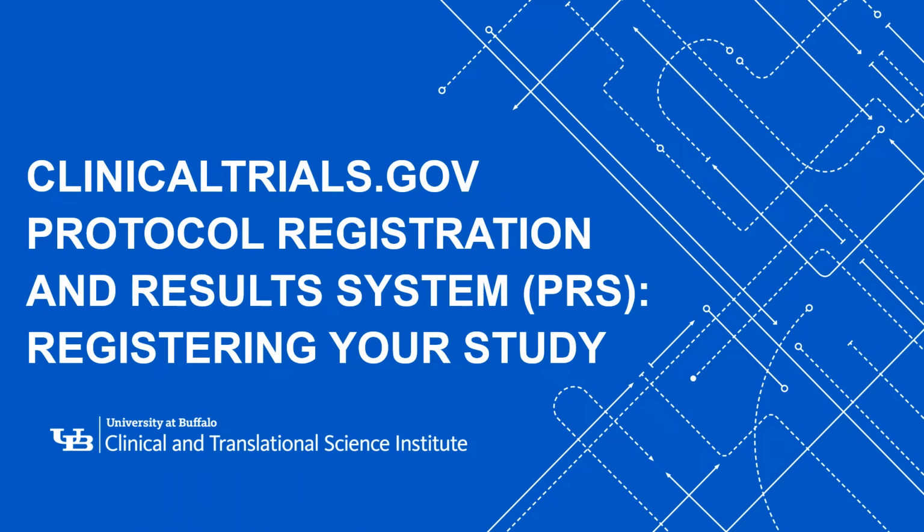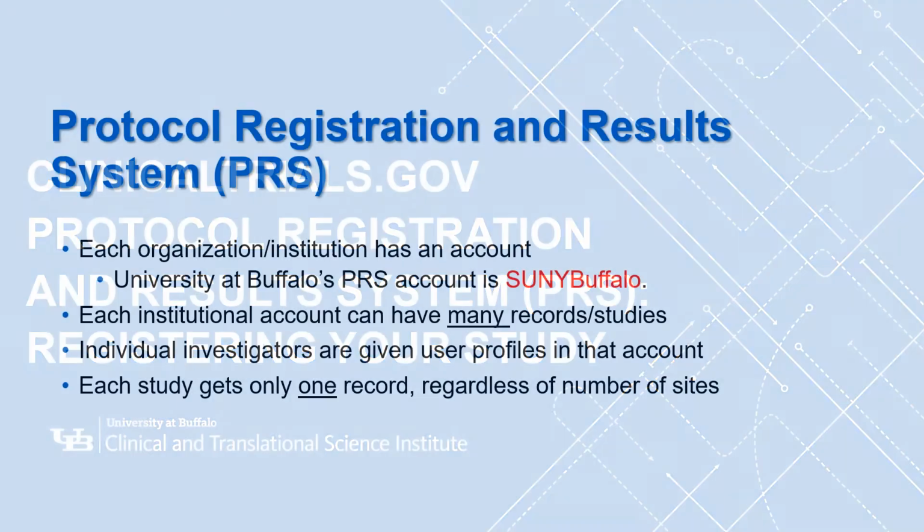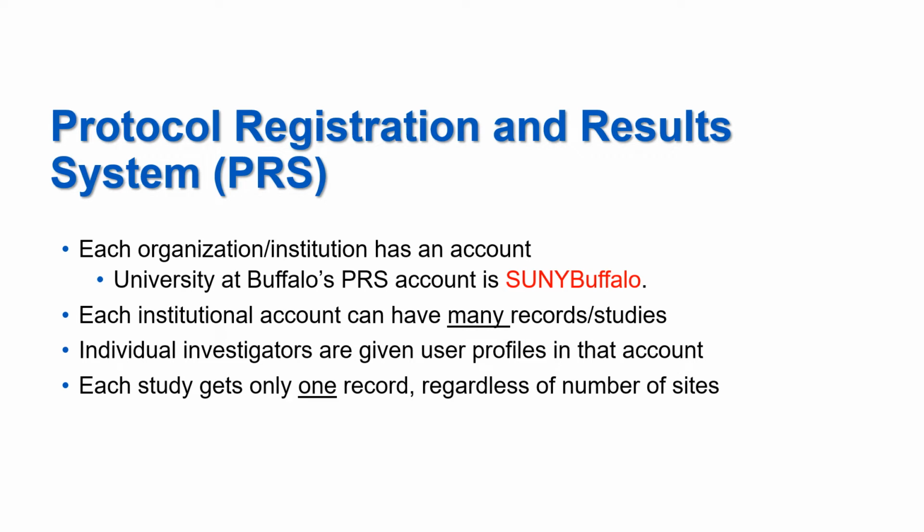ClinicalTrials.gov Protocol Registration and Results System, or PRS, is a web-based data entry system. The system captures three basic types of information: registration, results, and adverse events. First thing you need to have to register your study information on ClinicalTrials.gov is a PRS account. Each organization or institution has one PRS account. UB's PRS account is SUNY Buffalo. Individual investigators are given user profiles in that account. Each institutional account can have many records or studies, but each study gets only one record, regardless of the number of sites it may include.